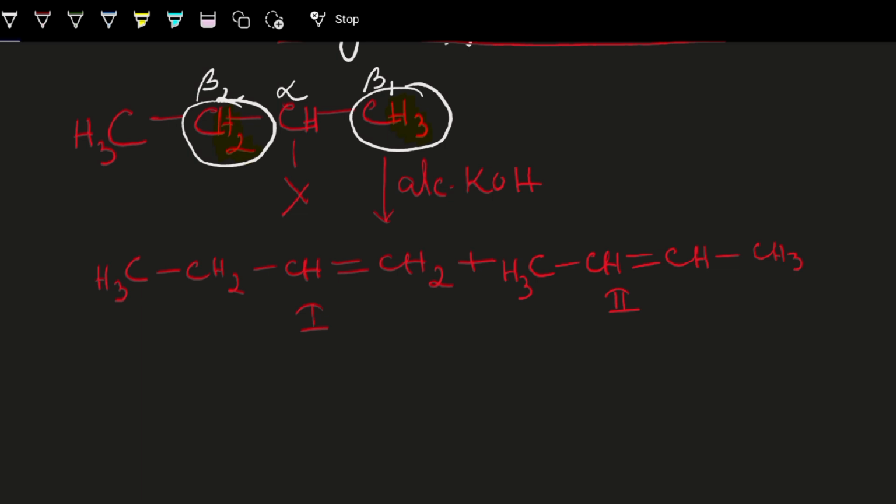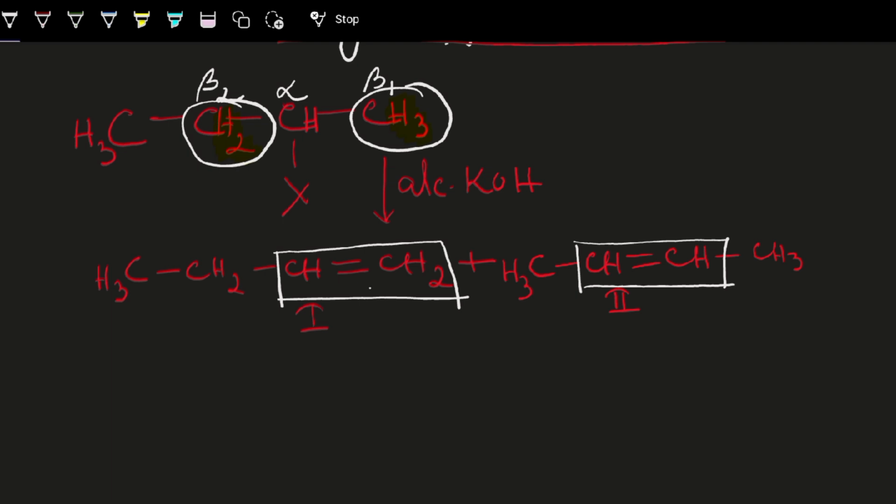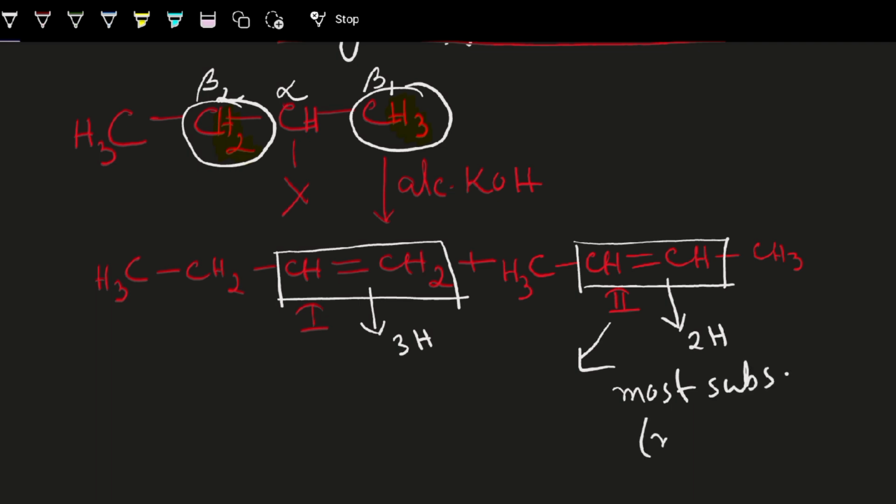For that, we have to focus on the C=C system. This is the system in compound 1 and this is the system in compound 2. In the C=C system, here we can see in total there are 3 hydrogens, and here in total there are 2 hydrogens in the system. So this is the most substituted alkene, and that's why this is our major product.